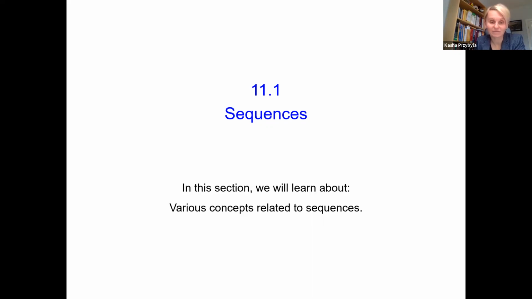Chapter 11 is a little bit different, but still calculus. This week we will introduce chapter 11 with section 11.1, sequences, and tomorrow night, the Wednesday session, I will talk about infinite series, which is section 11.2. But let's start with 11.1.